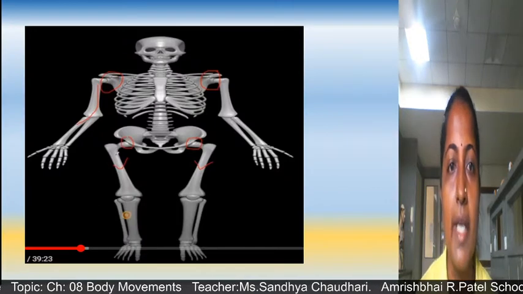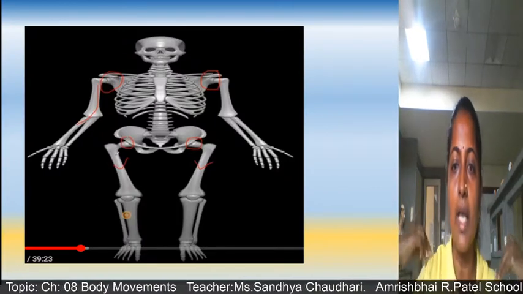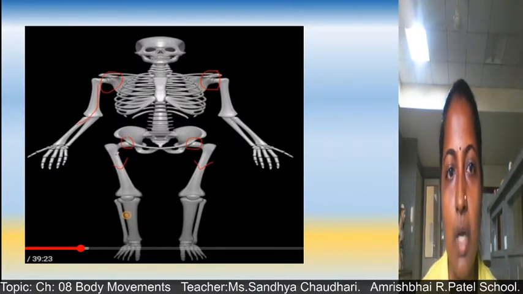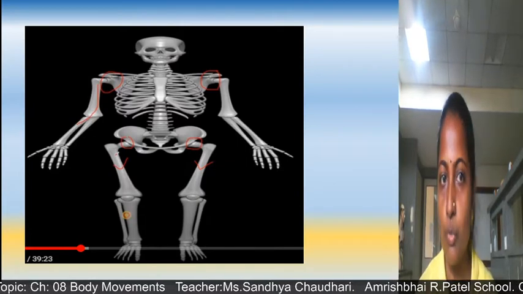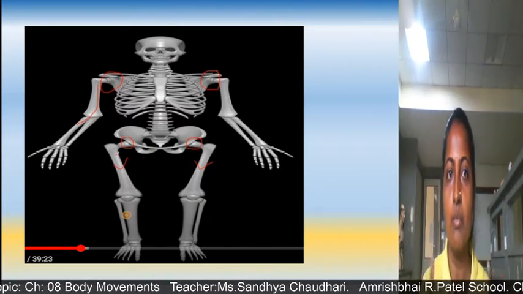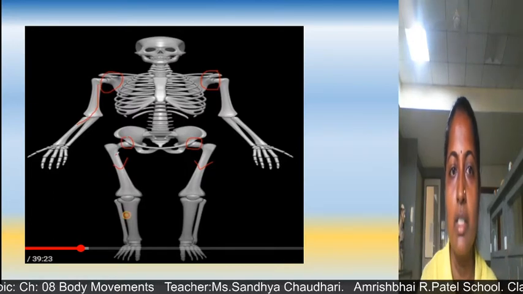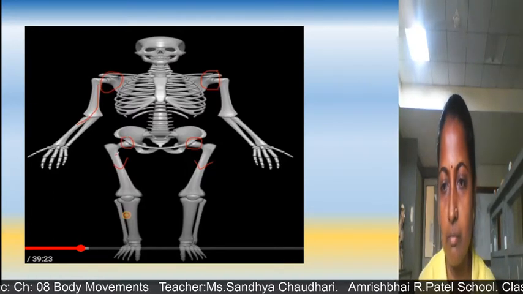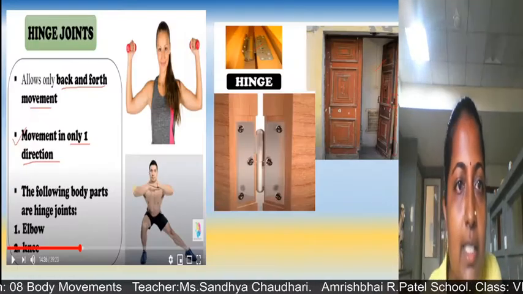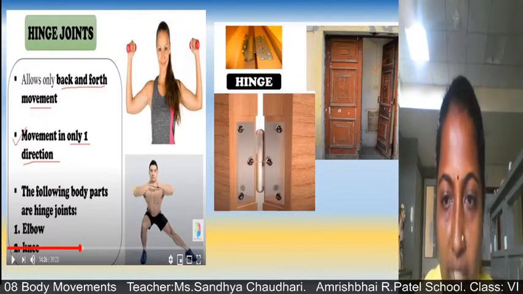Here you can see it in the diagram, children. Here in the shoulder, it is rounded with a red marker, so you can see that it is a ball and socket joint, the shoulder, and here you can see the hip joint. Now the next type of joint is the hinge joint.